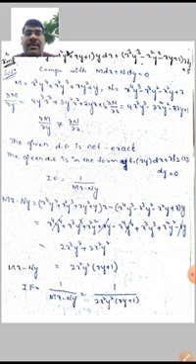M is equal to x^3 y^4 + x^2 y^3 + xy^2 + y. N is equal to x^4 y^3 - x^3 y^2 - x^2 y + x. Here we have to find ∂M/∂y and ∂N/∂x. Both are not equal. Therefore the given differential equation is not an exact differential equation.